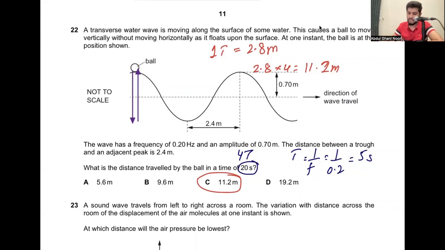The next thing, this 2.4 meters, this part is given just for confusion. You don't need to use this. The next thing is I figured out that in one time period, the ball travels down, which is 0.7, and then further down to the trough, which is also 0.7, and then back up, which is 0.7 plus 0.7 again. So the ball travels a total of 2.8 meters every time period. And since it's 4 time periods, it's 4 times 2.8. It will complete 4 such journeys.